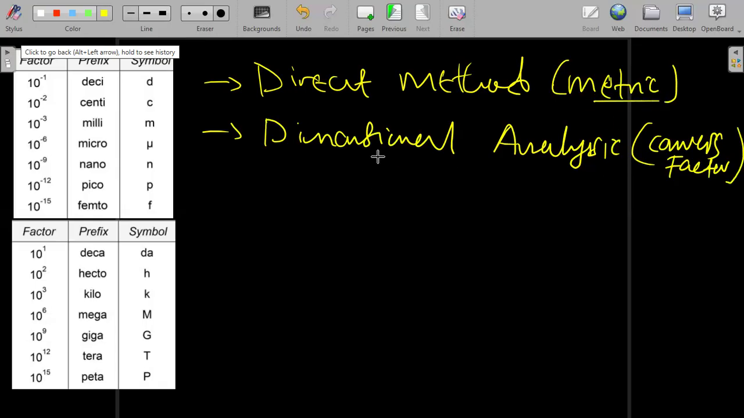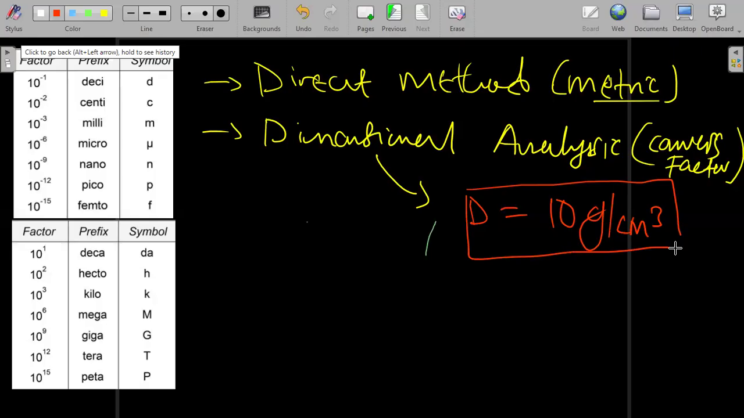So in dimensional analysis, you are given two units in one expression. For example, density is measured in what? Maybe 10 grams per cubic centimeters. So if in your question you have two units like that, we always use dimensional analysis to convert.